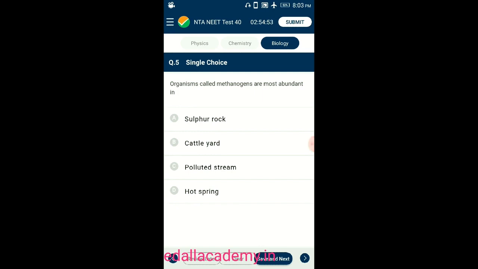Question number 5. Organisms called methanogens are most abundant in. Methanogens are archaebacteria, residing primarily in the rumen and lower segment of the intestines of ruminants, where they utilize the reducing equivalents derived from rumen fermentation to reduce carbon dioxide, formic acid, or methylamine to methane. So the answer for this question is cattle yard. Organisms called methanogens are most abundant in cattle yard.